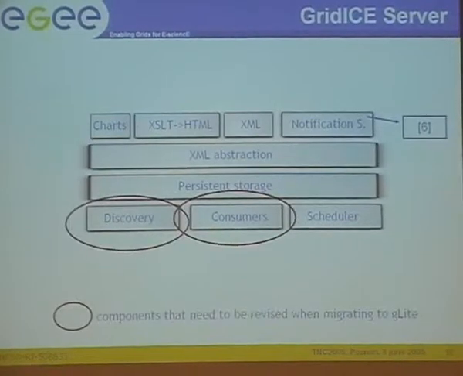What we need to do in order to evolve this system for GLite is change these two basic components. That is the discovery, since the grid information service is changing, and the consumers, which need to be able to access data from different interfaces.